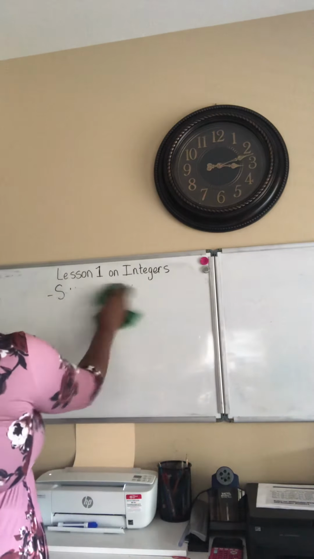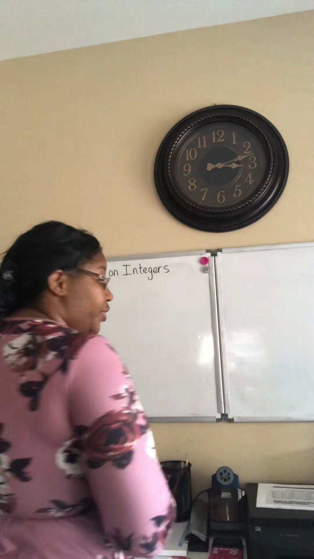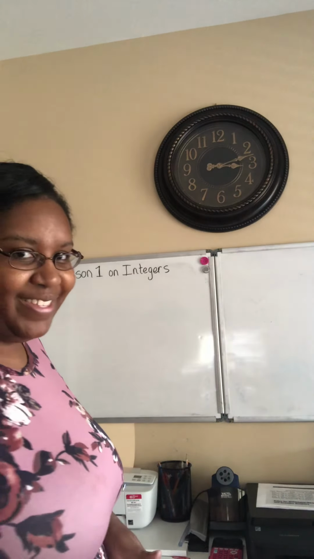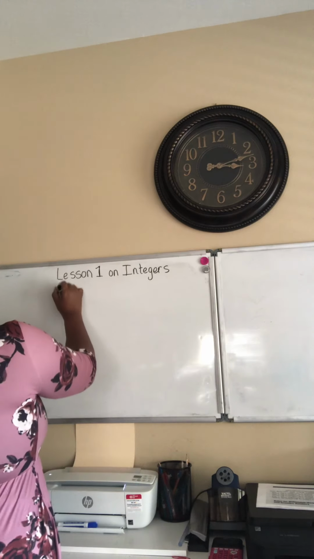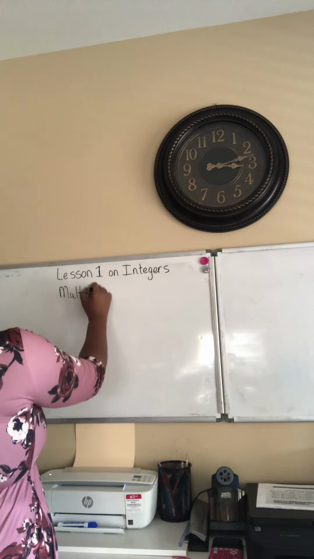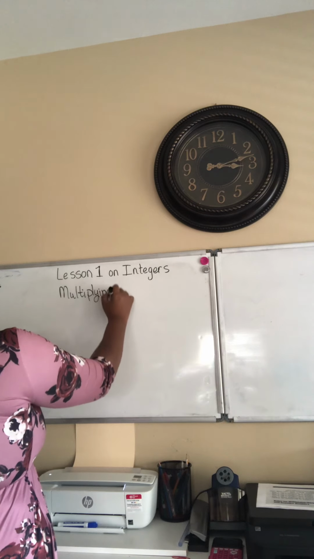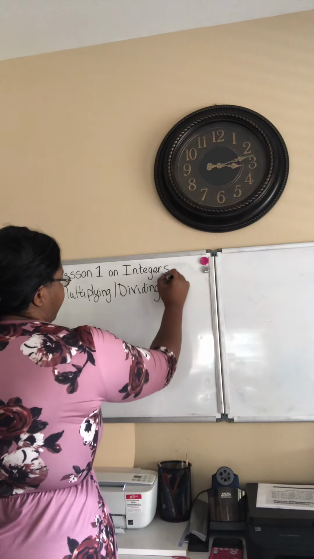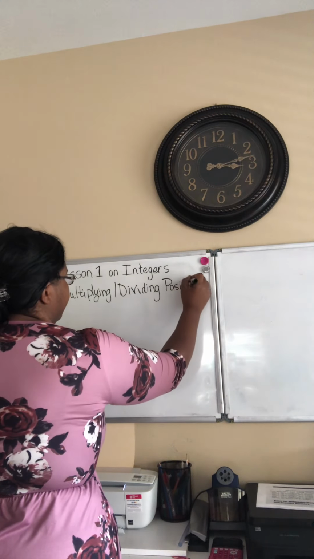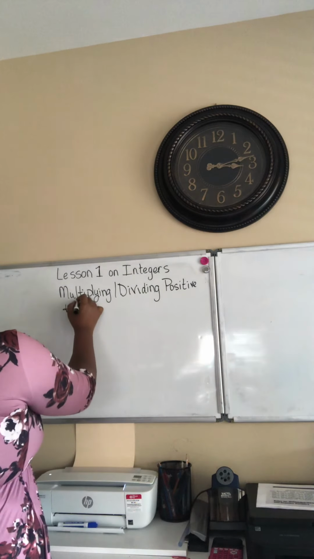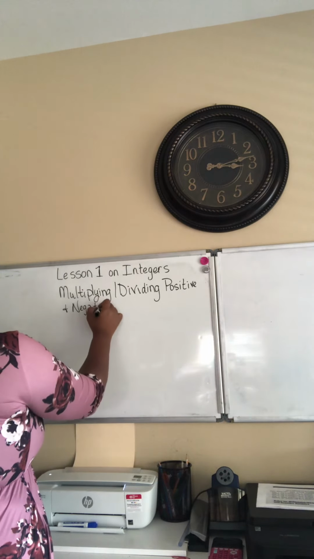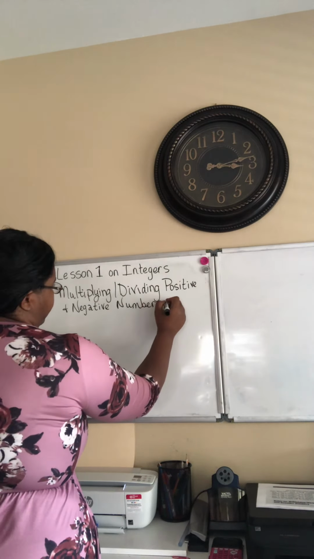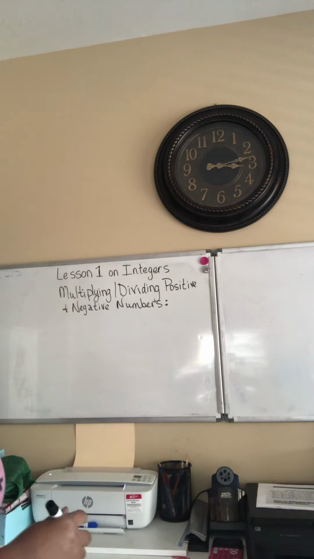We should be multiplying and dividing integers. Now, here's the cool thing. The cool thing is the rules for multiplying and dividing are exactly the same, so you don't have to learn two sets of rules. So we're multiplying and dividing positive and negative numbers. Okay. All right, so here's the first rule.